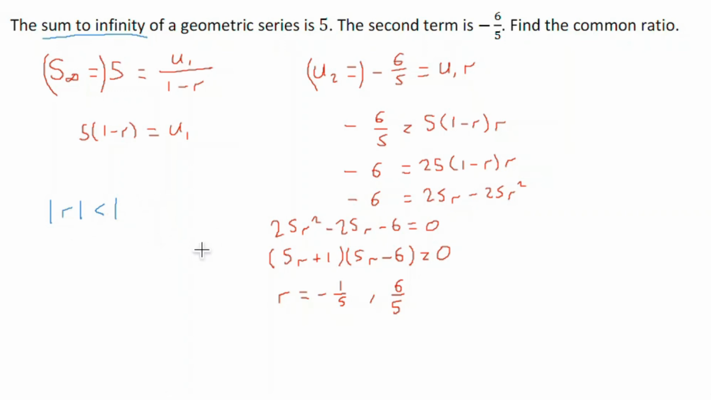So in this case, this particular value, the 6/5, is not an answer to the question. The only answer that exists that has a sum to infinity is r equals negative 1/5. Now, most people miss that and lose that final mark. But always be aware, when you're dealing with sums to infinity, the common ratio must have an absolute value that is less than 1.